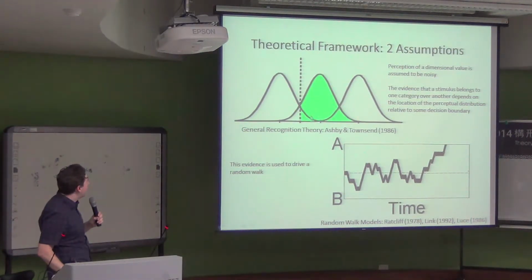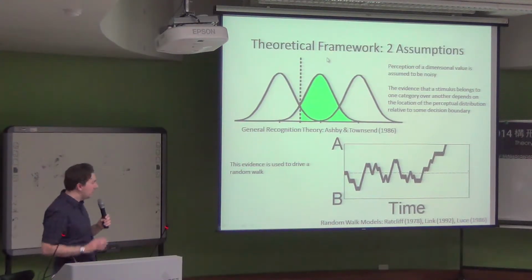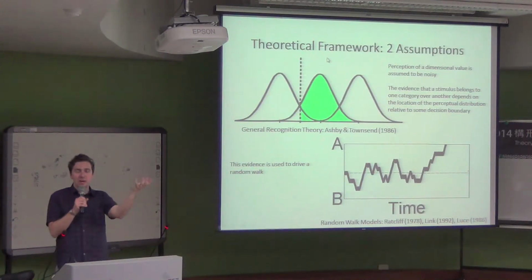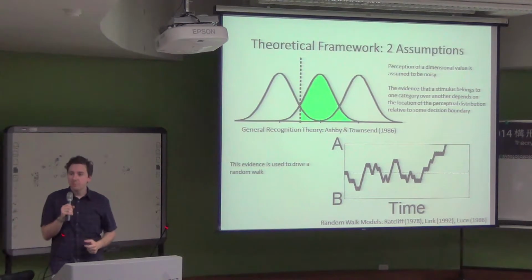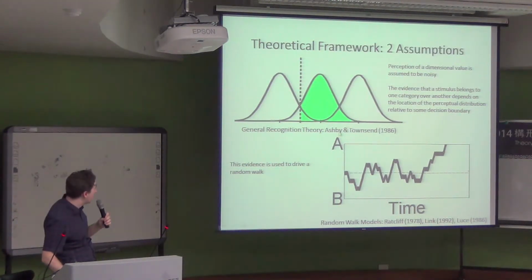Having some idea about how people perceive these stimuli, or some theoretical assumption about how they perceive these stimuli, the idea is that we use those samples that people draw from these dimensional values to drive a random walk process. So if I show you this particular stimulus, and you're sampling from a dimension X on this stimulus, most of the time you're going to sample a category A, or a stimulus value which falls to the right of this boundary and belongs to category A.